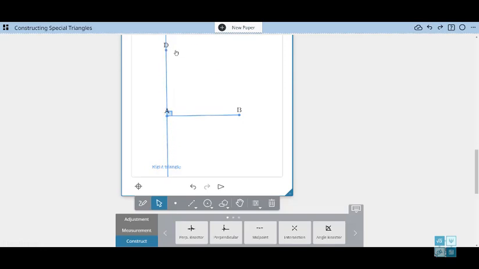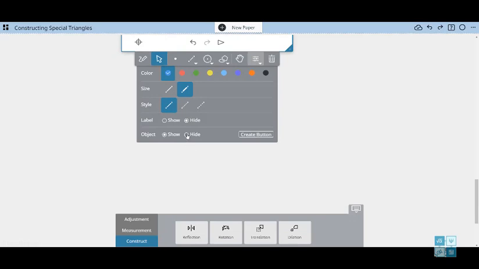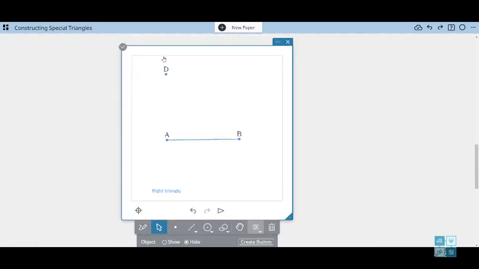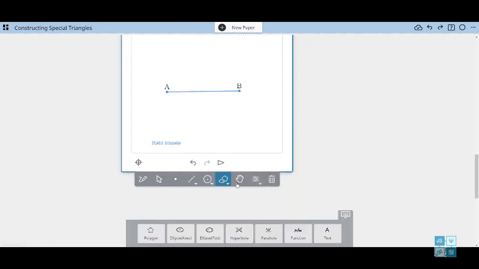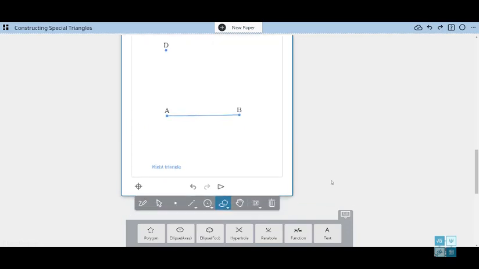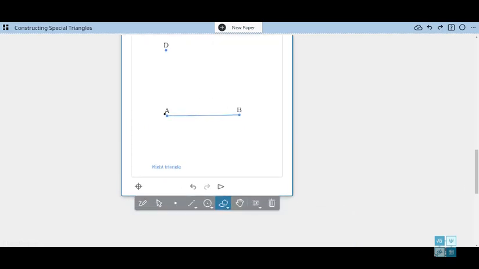So I know that anything connected to it, if I connect segment A to D, that's also perpendicular because it's just a segment on that perpendicular line, which means I don't need this line anymore. I needed the line to help me construct the right angle, but now I'm going to hide that. So now I just have this point, but remember the point is on that line. We just don't see the line anymore. But now I'm going to use my polygon tool and construct this triangle ABD. So A to D to B.